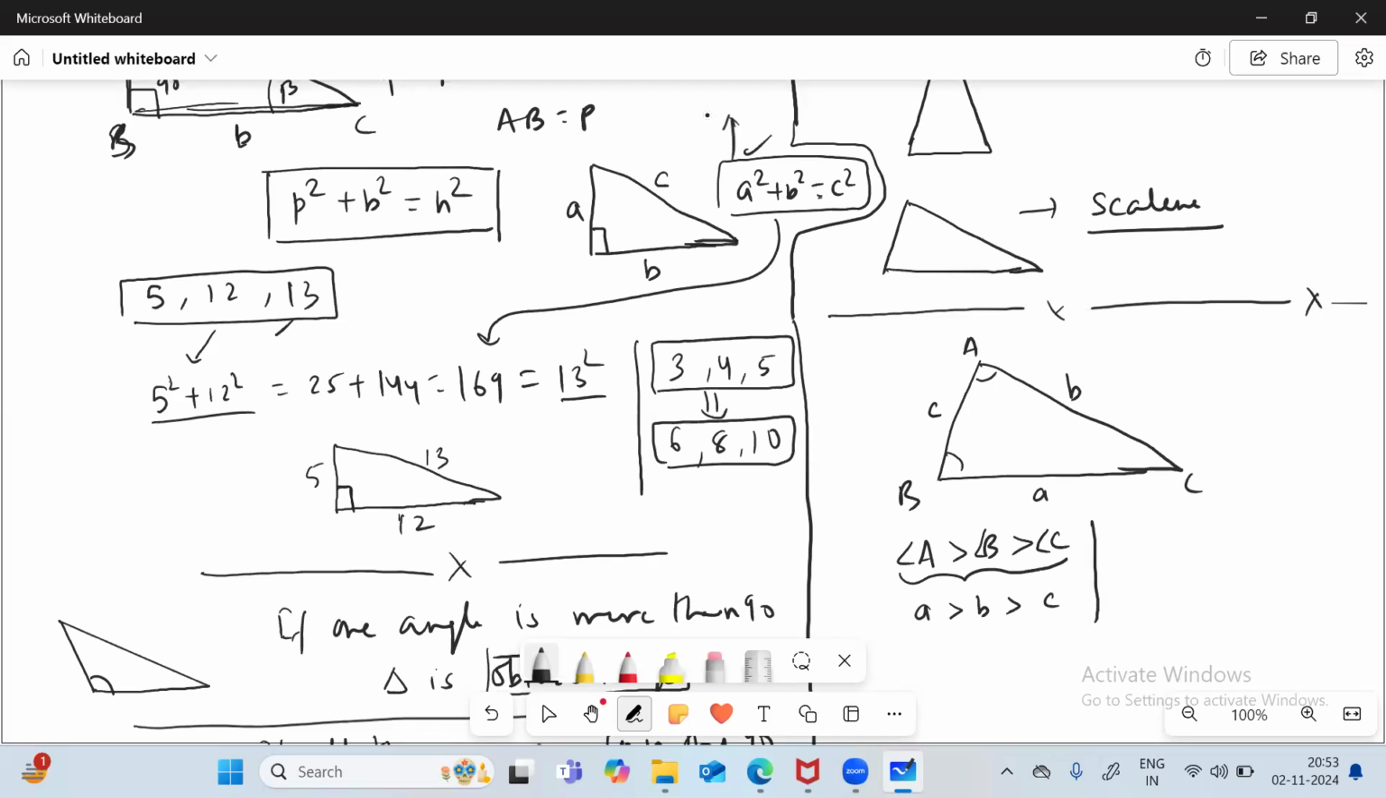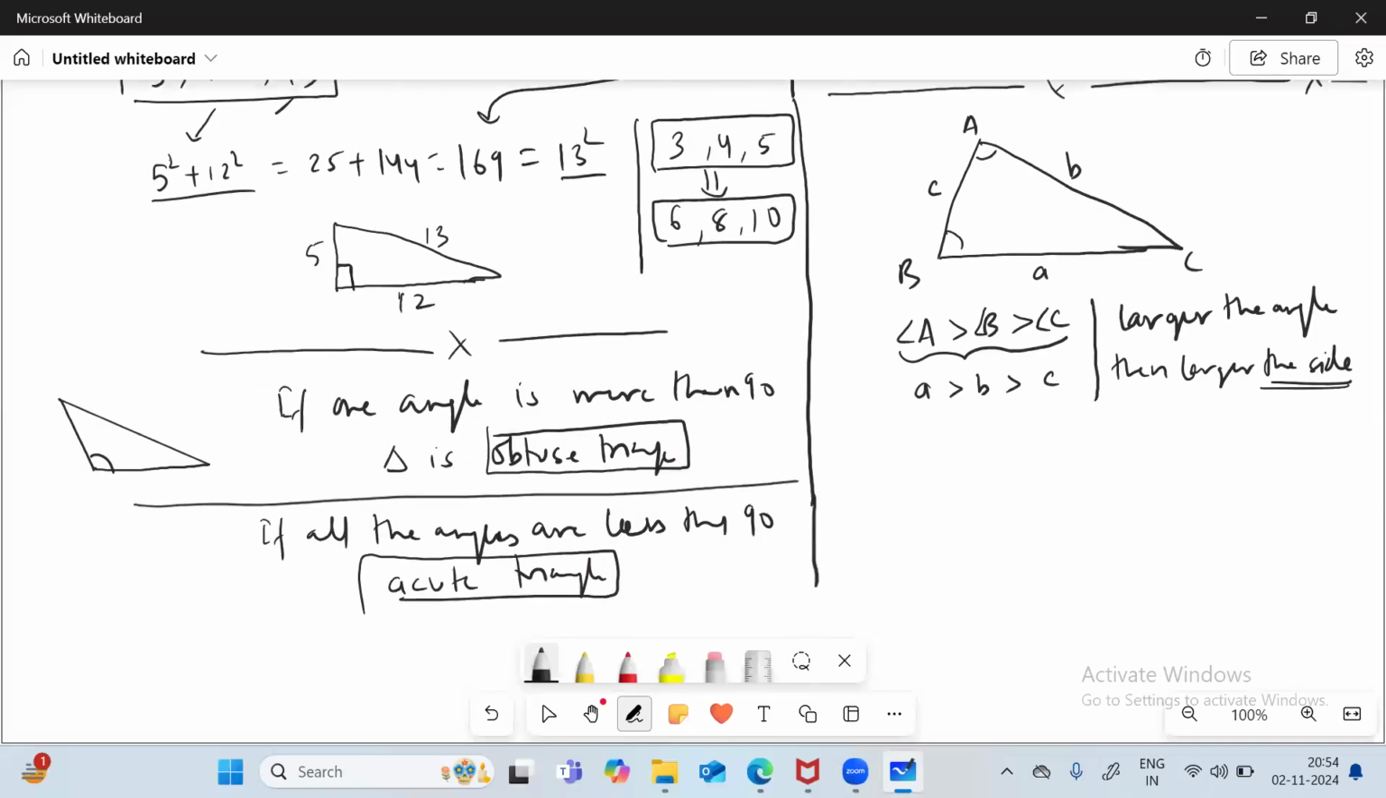So what I'm trying to say here is, the larger the angle, the larger the side in front of that angle. But what you have to remember here is that this is not proportional.